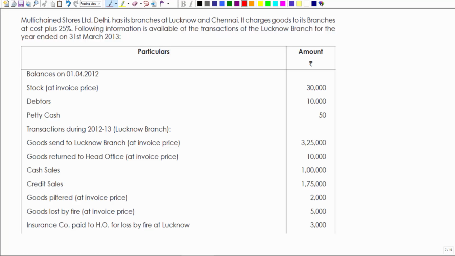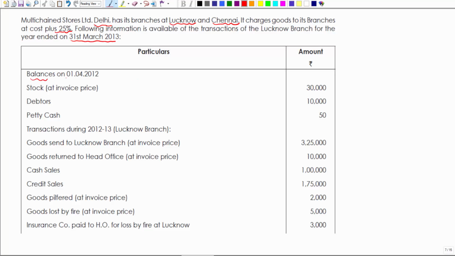Multi-Chain Stores Limited, Delhi, has its branches at Lucknow and Chennai. It charges goods to its branches at cost plus 25%. Following information is available of the transactions of Lucknow branch for the year ended 31st March 2013.